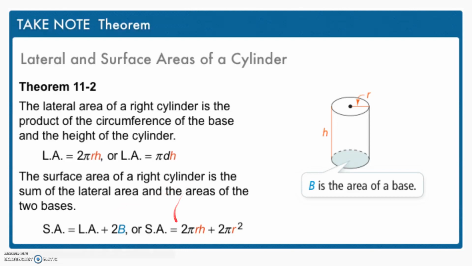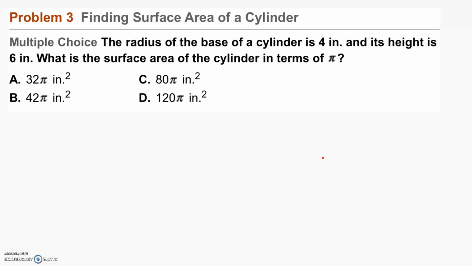Or the surface area is going to be equal to 2 pi r h, that's this formula up here, plus 2 pi r squared, which is 2 areas of the circles. So notice this formula is not actually that complicated when you really get into it. The only things that ever change in it are r, the radius of the circle, and h, the height of the cylinder. So let's try to put this into practice. Okay, the radius of the base of a cylinder is 4 inches, so notice radius 4, and its height is 6 inches, so h is 6.